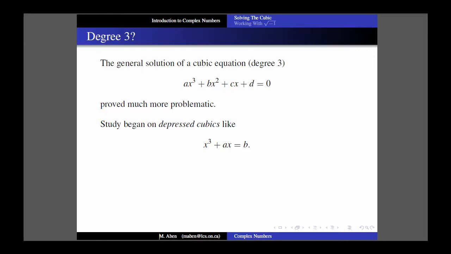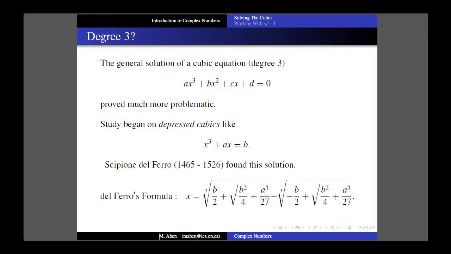It was a mathematician who worked at the University of Bologna by the name of Scipione del Ferro, who lived in the 15th century, who came up with this particular solution. Now, don't worry so much about memorizing the solution. The first reaction is like, oh my God, I can see why this was taking so long. Don't memorize it. It's no big deal. But this does give a solution to an equation of the form x cubed plus ax is equal to b.